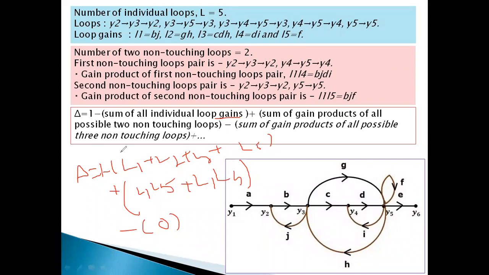Okay, so this we have already identified. First, these are the individual loops, two possible combinations. So up to this part. Most of the problems you will get only up to this part. In some cases you may get three non-touching loops, one or two. Hardly one maximum possibility.